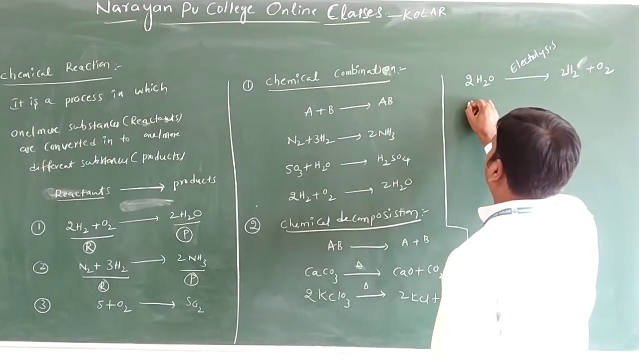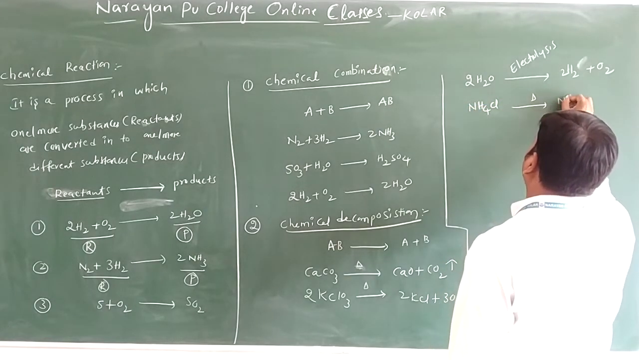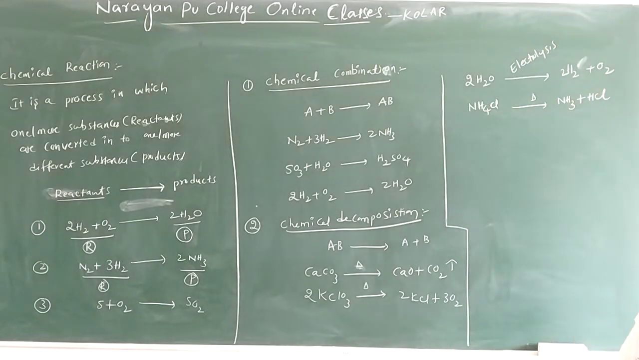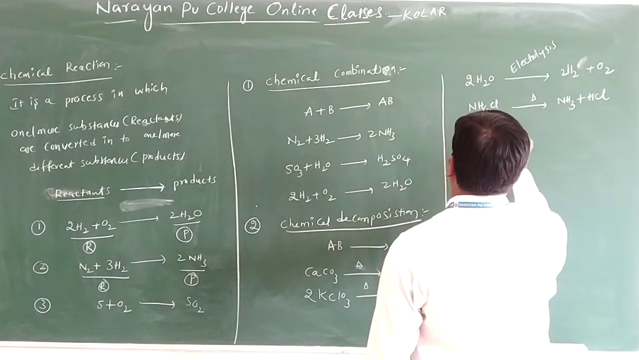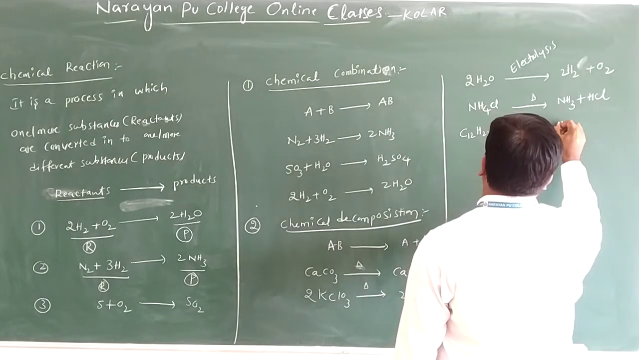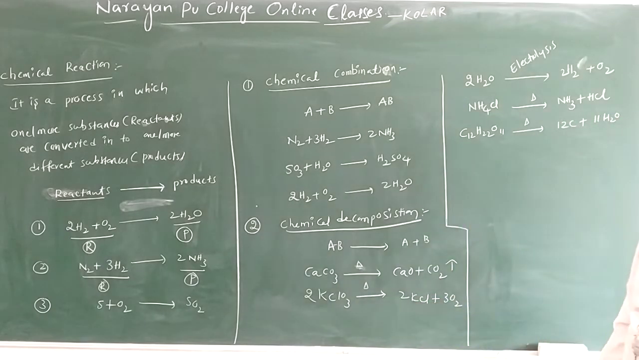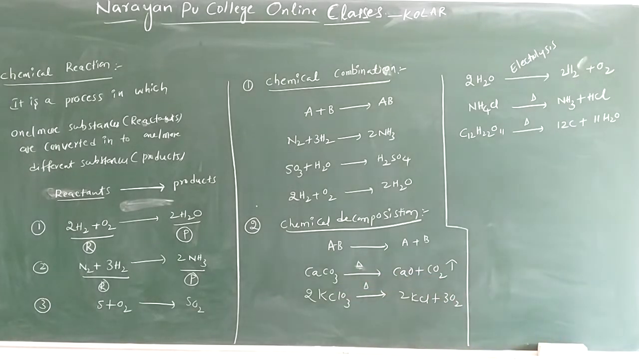If you take ammonium chloride on heating, then you will get NH3 plus HCl. If you take sucrose, C12H22O11, and heat it, you will get carbon plus water. So in all these reactions, a chemical compound is split into two or more different products. That reaction comes under chemical decomposition reaction.